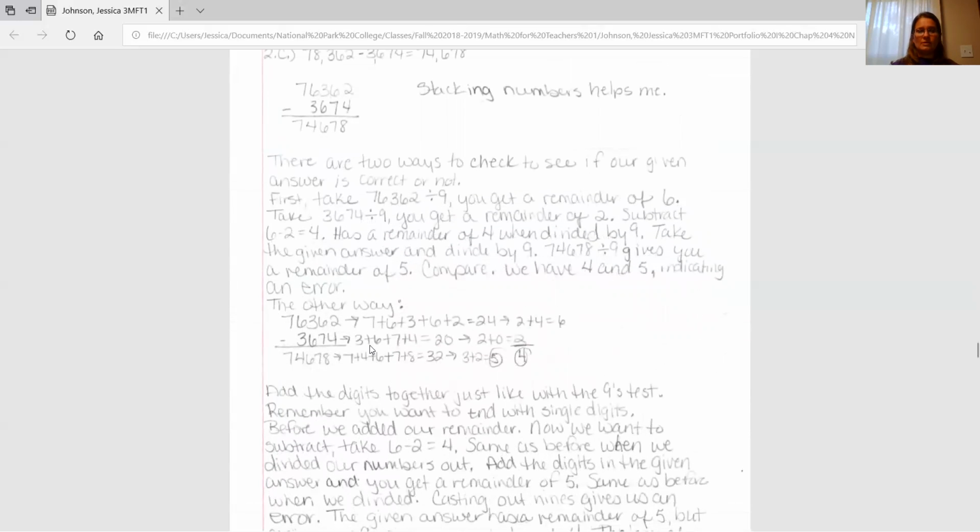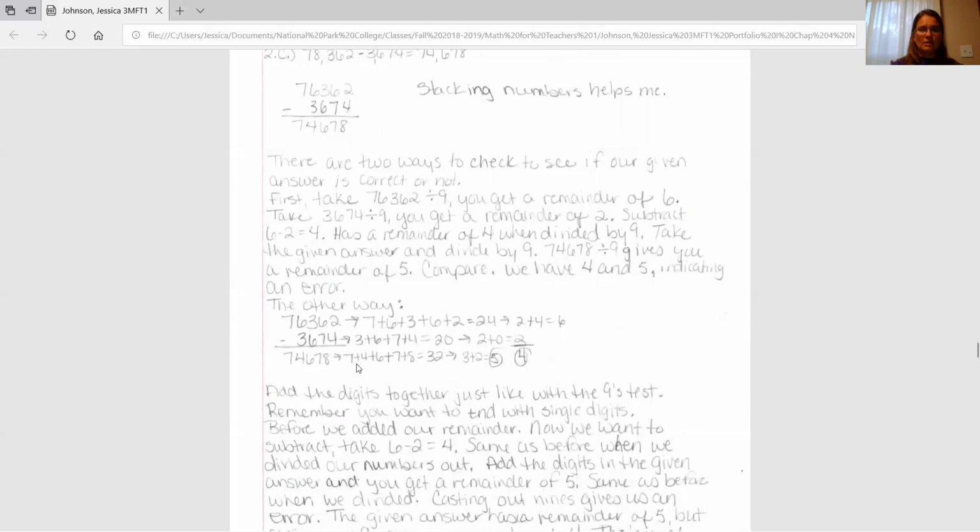Subtracting, you can do the same procedure where you add the sum of the digits. 7 plus 6 plus 3 plus 6 plus 2 equals 24. Remember, you want the single digit, so 2 plus 4 equals 6. And 3,674 is 3 plus 6 plus 7 plus 4 equals 20, or 2 plus 0 equals 2. Here, you're going to subtract 6 minus 2, and you get 4.